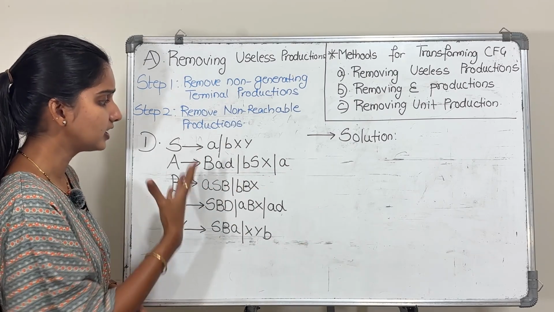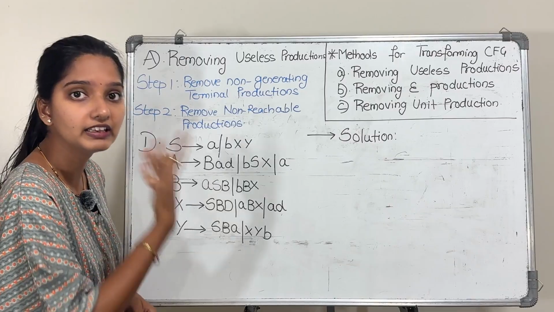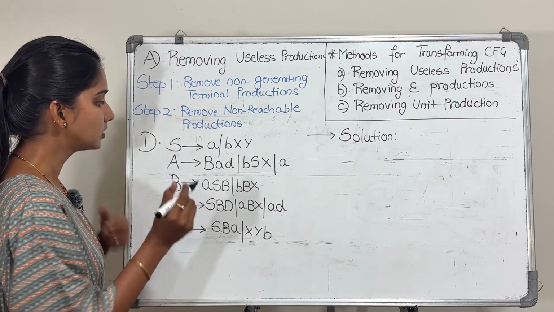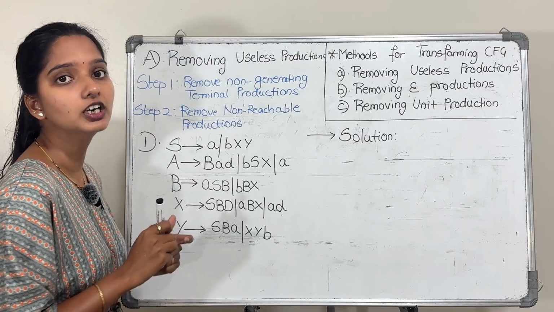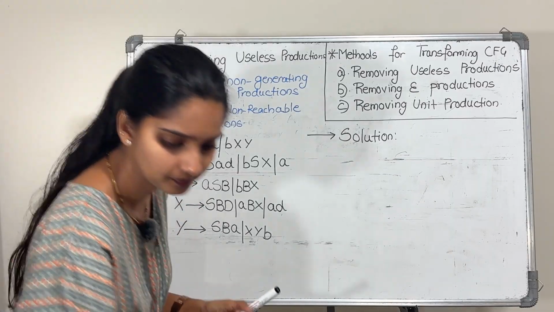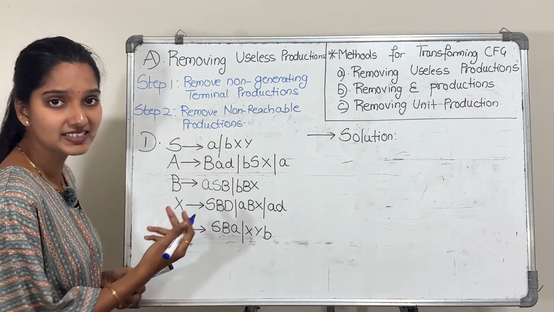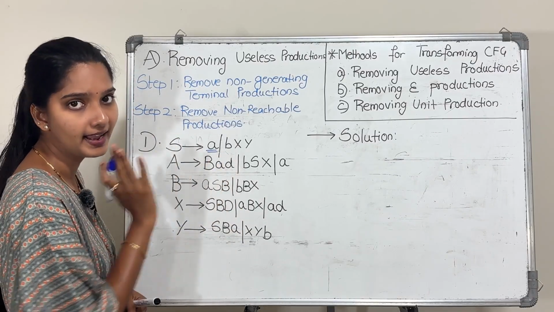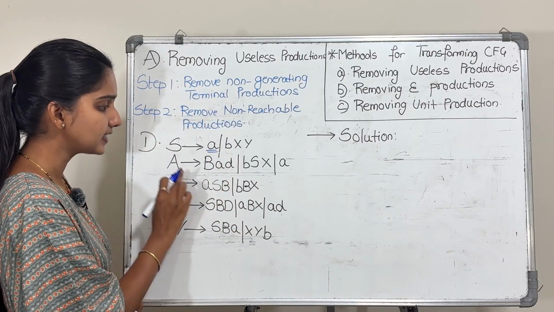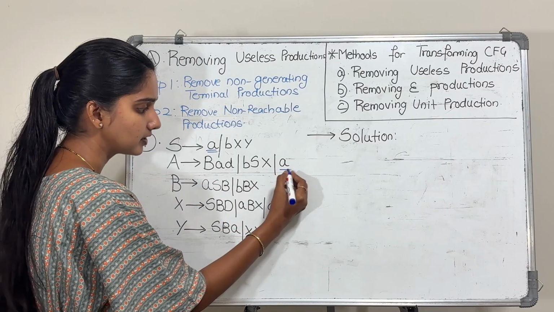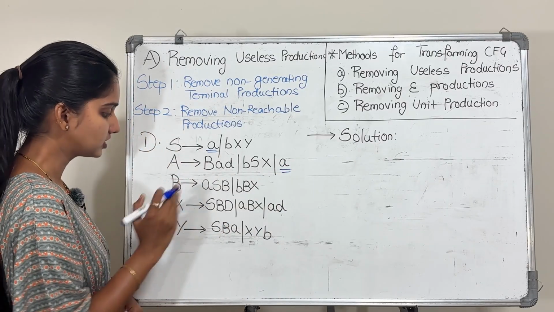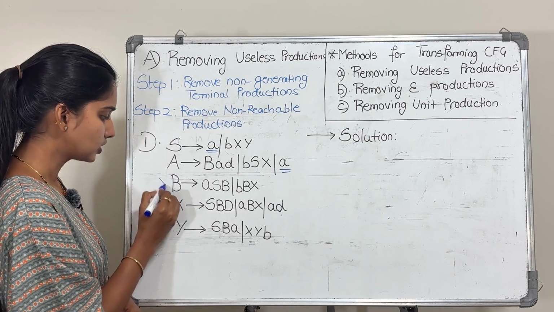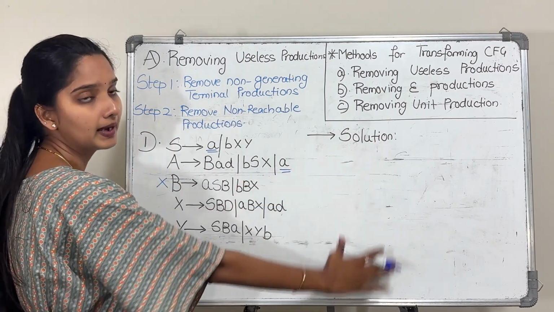Let us check the non-terminals which are not giving us a terminal production. Terminal means a small letter. Is S giving me a small letter? It is giving me, so I'm going to keep it as it is. Next is A. Is A giving me a small letter? It is giving, so I'm going to keep the productions of A. Next is B. Is B giving me a small letter? It is not giving me, so I'm not going to include these productions in my grammar.